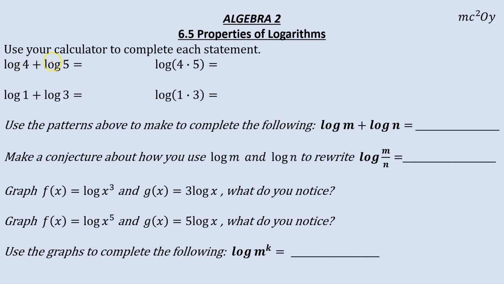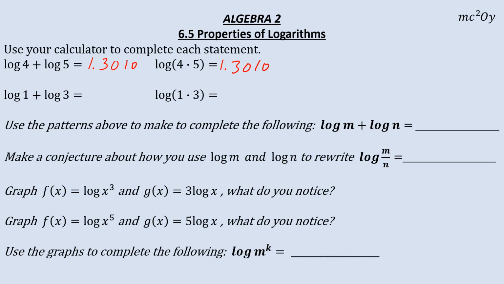of 4 plus log of 5, and then compute the log of 4 times 5, and then do the same thing for log of 1 plus log of 3 and the log of their product. Now if you do that, you'd find that when you add log 4 plus log 5, you get 1.3010 if you round to 4 decimal places. And when you compute log of 4 times 5, you end up with the exact same thing.